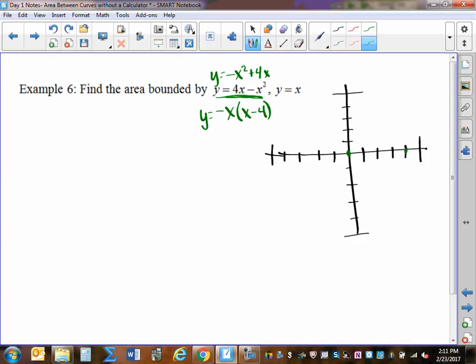And with all parabolas, your vertex is halfway in between. So really, you could find this point, take 2, and if you wanted to, substitute it in and find that value. It doesn't have to be perfect, but use what you know about those graphs to help you sketch it.